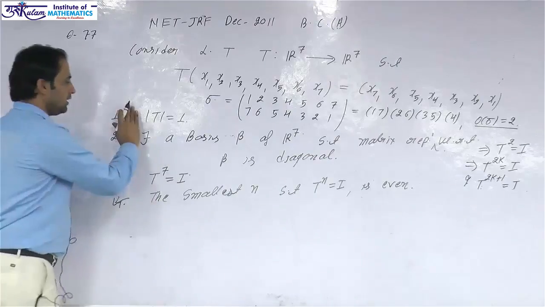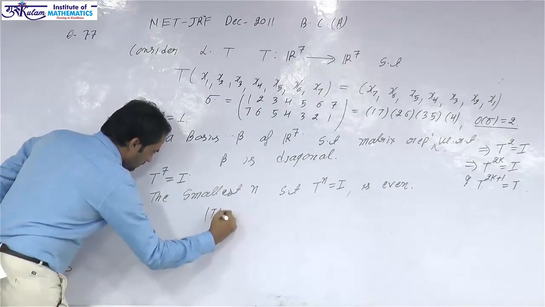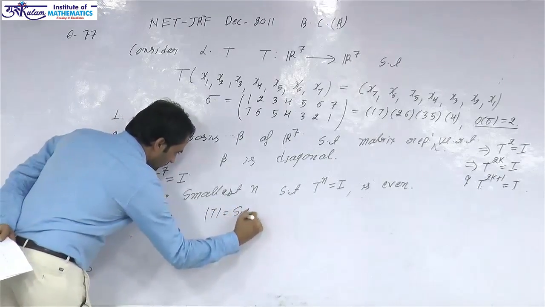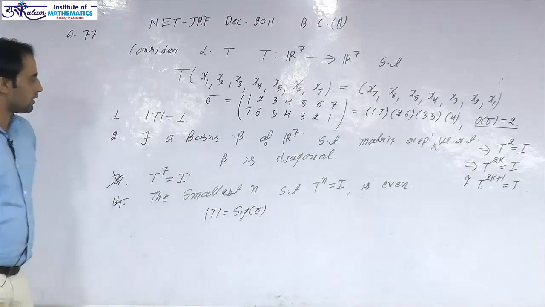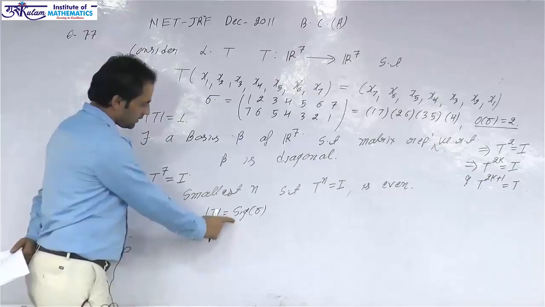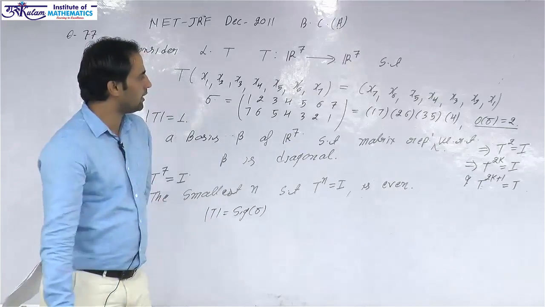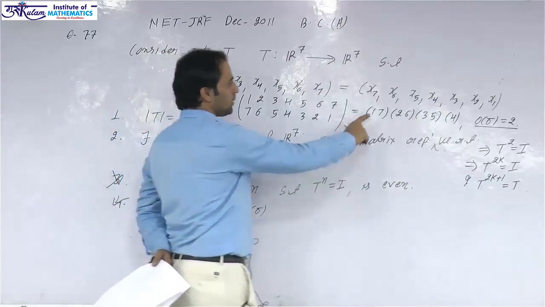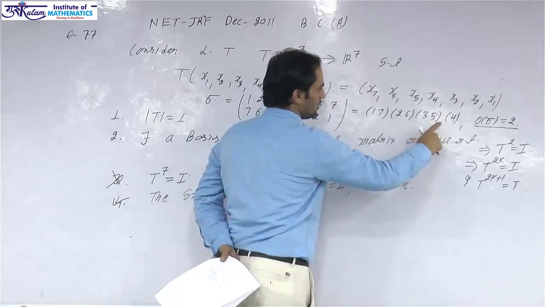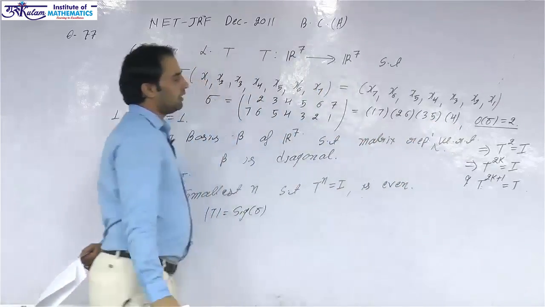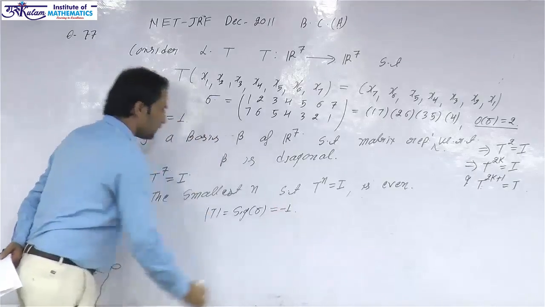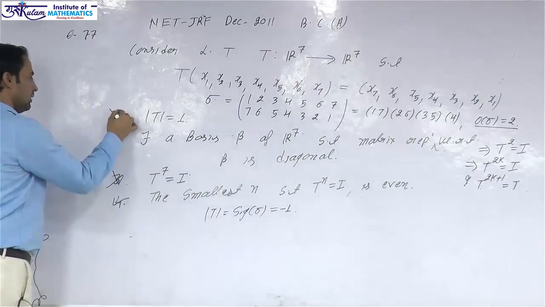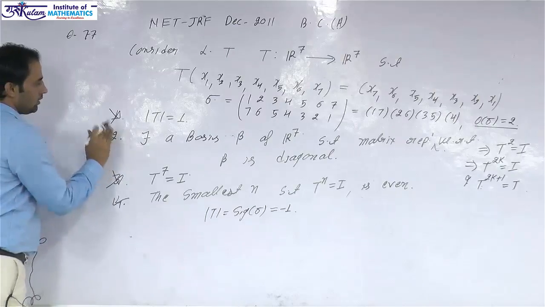And we know that the determinant of this transformation T is the signature of sigma, and the signature is 1 if sigma is even, and -1 if sigma is odd. So this sigma permutation is an odd permutation since it is a product of 3 transpositions. So the determinant is -1. So the first option is incorrect.